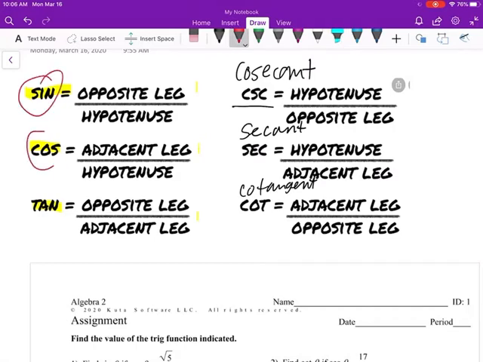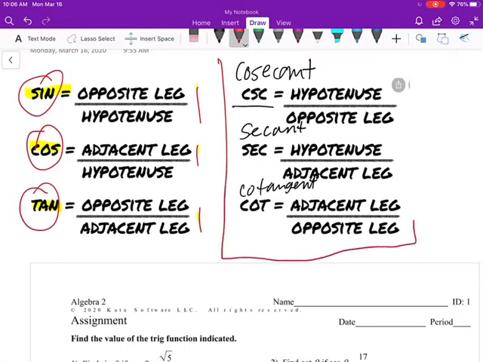Over here, we have sine, cosine, and tangent, and we have the relationships. Opposite leg over hypotenuse, adjacent over hypotenuse, opposite over adjacent. On the right side, what we have here are the opposites of those. So this little sign CSC is cosecant, then we have secant, and we have cotangent.